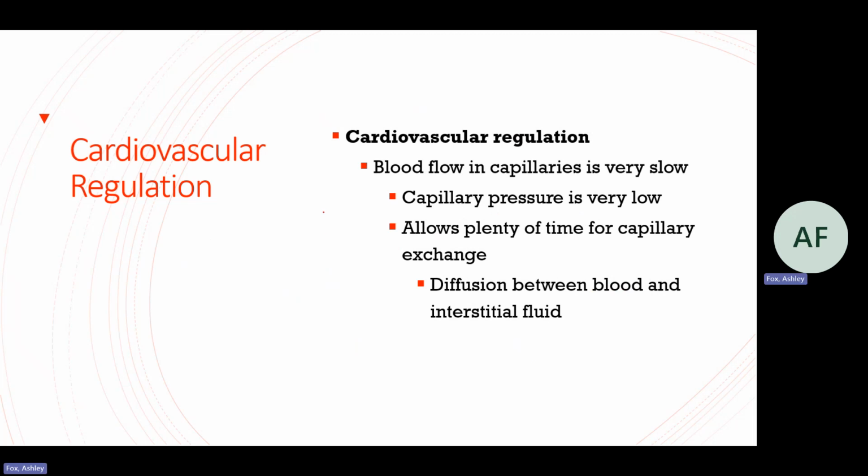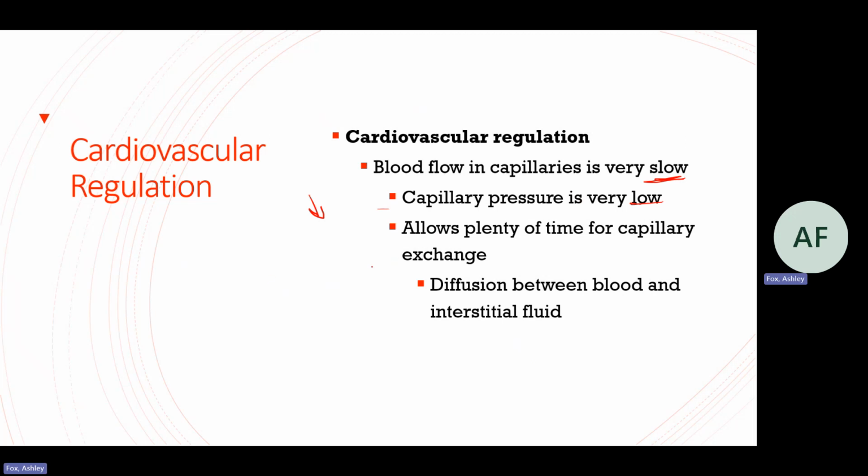Why is blood flow important? Kind of looking at it, and why are we slowing it down? As you're going from smaller and smaller artery, your blood flow is slowing down more and more. Why is this important? Why do we want capillary pressure low and blood flow slow? So low and slow is capillaries. Why? Think about what the function of the capillaries are.